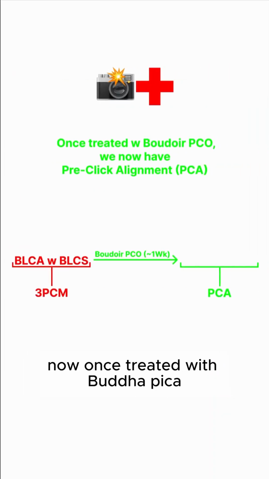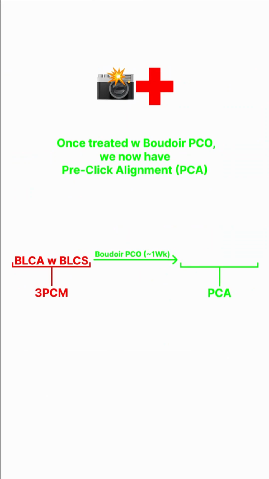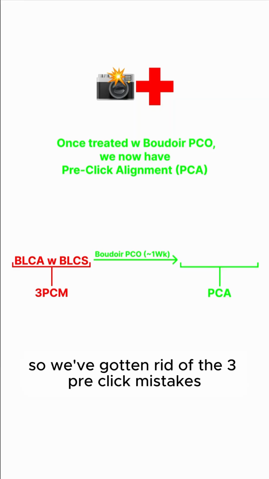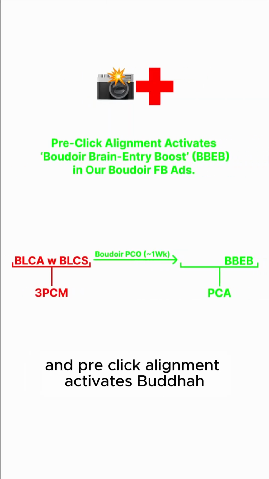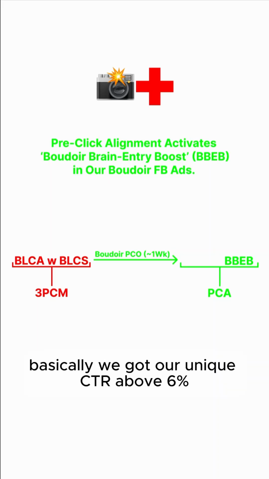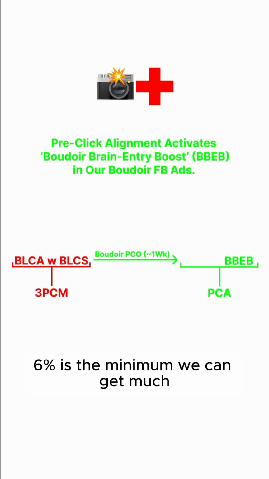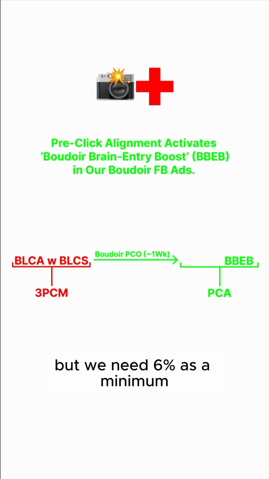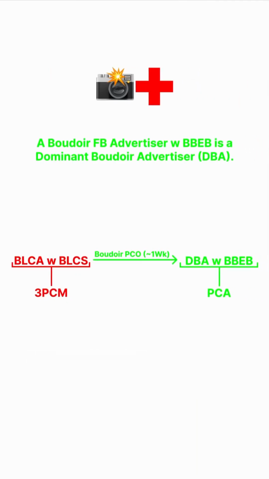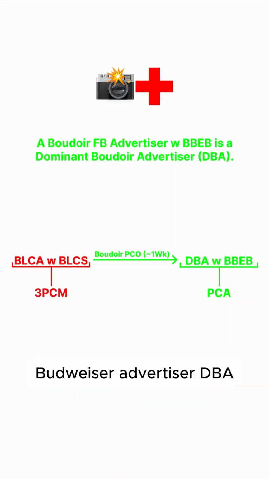Now, once treated with Boudoir Pico, we now have pre-click alignment, PCA. So we've gotten rid of the 3 pre-click mistakes. We now have pre-click alignment, and pre-click alignment activates Boudoir brain entry boost in our Boudoir Facebook ads. Basically, we got our unique CTR above 6%. That's where we need to be, that's literally the minimum. 6% is the minimum. We can get higher than that, but we need 6% as a minimum. And a Boudoir Facebook advertiser with Boudoir brain entry boost is a dominant Boudoir advertiser, DBA.